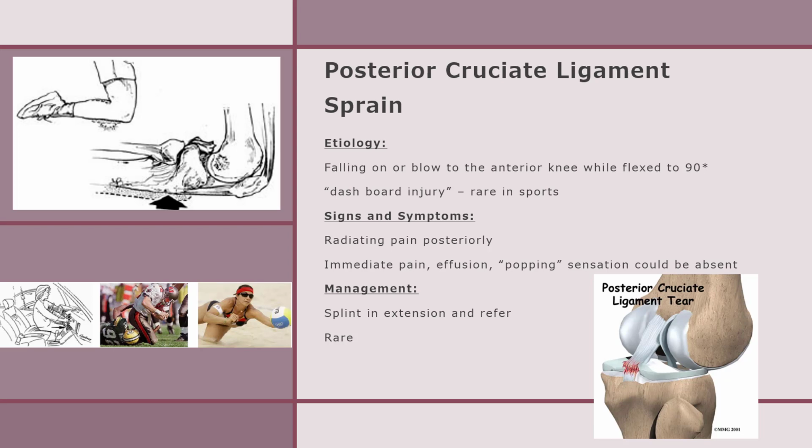Management for posterior cruciate ligament sprains is to splint the individual in extension of the knee and refer to an orthopedic specialist. Although these injuries are rare, they typically require surgical intervention to address.